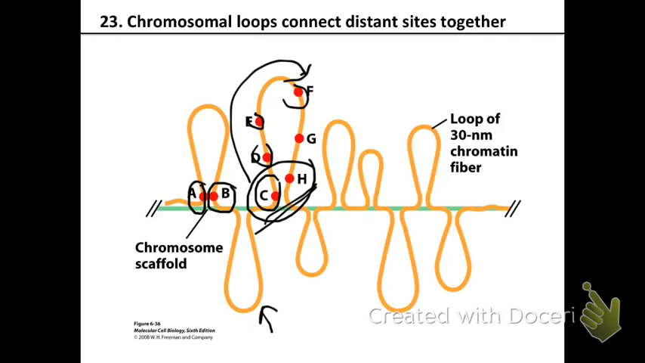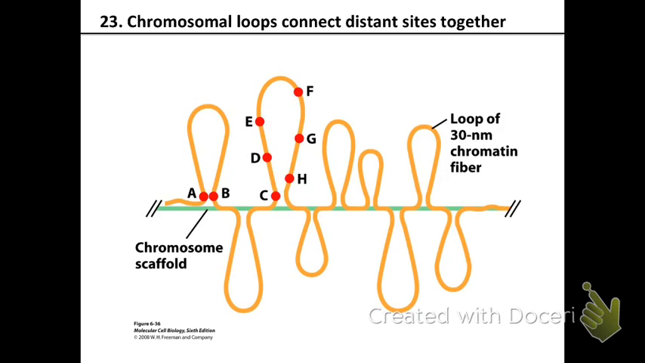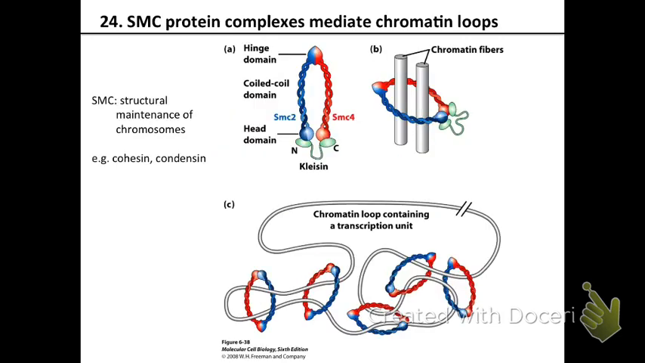All right. So what forms these loops? These loops are formed by an evolutionarily conserved protein family called SMC complexes. These SMC complexes have their names because they are important for structural maintenance of chromosomes. If you have mutations and problems in these complexes, chromosomes just fall apart.